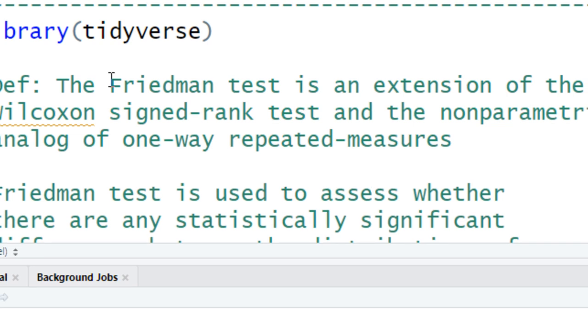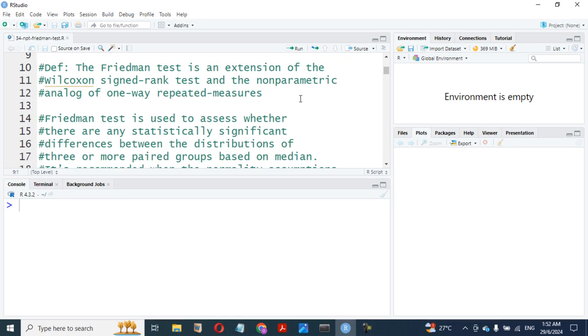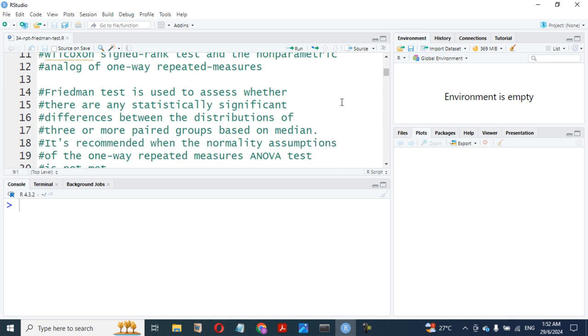The Friedman test is used to assess whether there are any statistically significant differences between the distributions of three or more paired groups based on median. Most times we look at two paired groups under ANOVA, but now we're looking at three or more paired groups. So we are using Friedman for that.